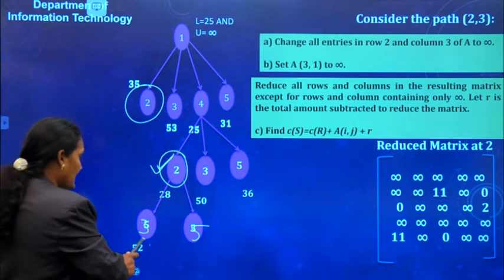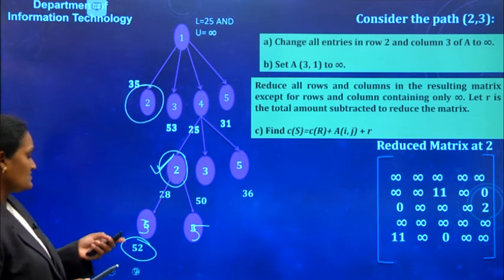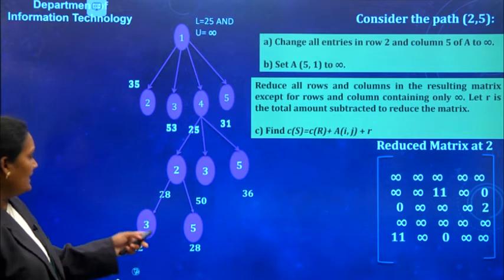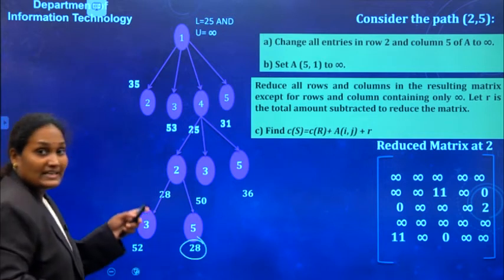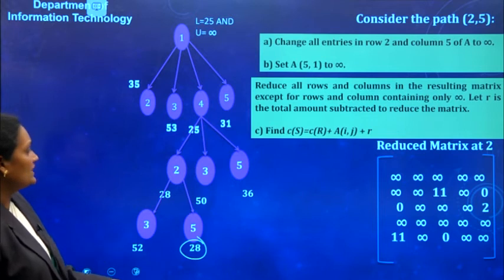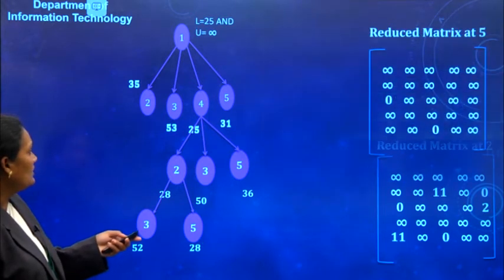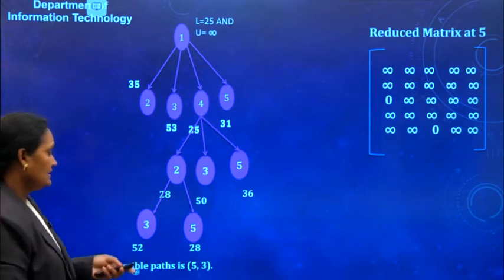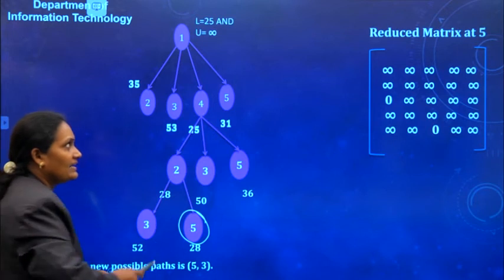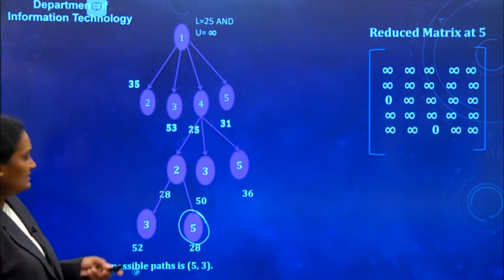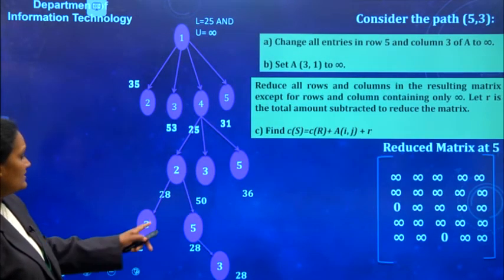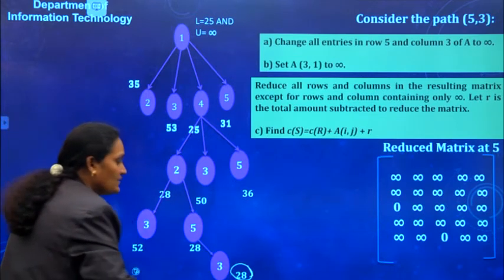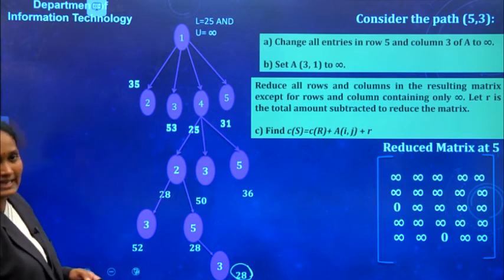Now by finding the cost, I got the cost of traveling 2 to 3 as 52 and the cost of traveling 2 to 5 as 28. Since 28 is minimum, the next one has only one alternative. What is that alternative? 5, 3. Here you need to use the reduced matrix at 5 and find the cost of traveling from 5 to 3. Here I obtained the cost of traveling from 5 to 3 as 28.